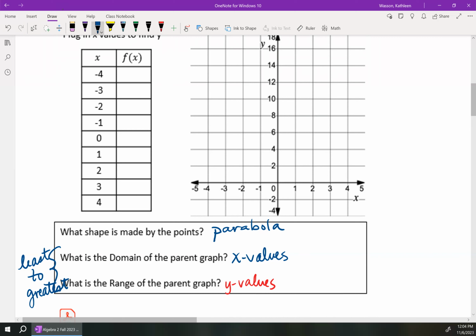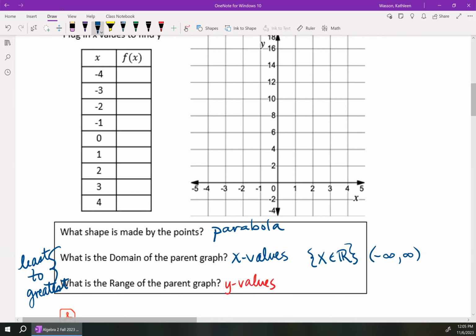The domain of any quadratic equation is the set of numbers x that belong to all real numbers. You can also write that in interval notation. This is set notation. Interval notation would be parentheses, negative infinity, then to infinity with parentheses.